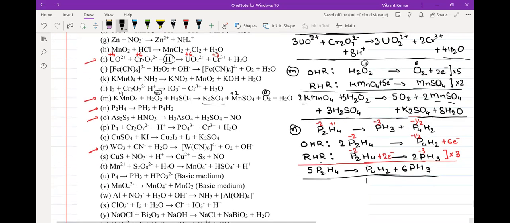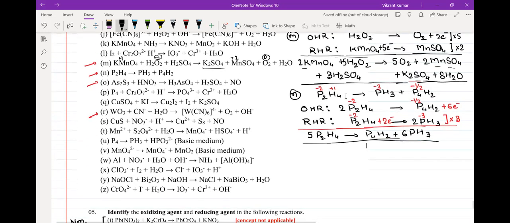Let's see the next one, which is important again. Later I will use this O example in questions too. If you see the O example, As2S3 plus HNO3 giving H3AsO4 plus H2SO4, and water is always allowed to be added. Whenever you need it, you can add it.